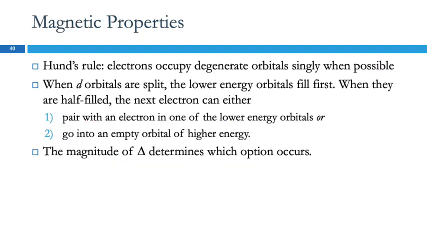So magnetic properties can also be explained by this. So remember Hund's rule. Hund's rule says that electrons occupy degenerate orbitals singly when possible. I'm not so big on whether you remember that this was called Hund's rule, or if I say Hund's rule, you know exactly what I'm talking about. But understanding how electrons fill orbitals is important.